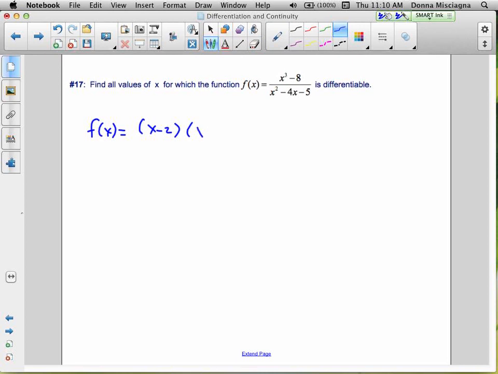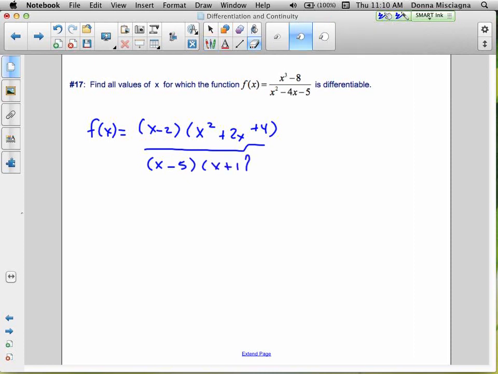And then x squared plus 2x plus 4. All right, so that's what that would factor to in the numerator. And it will not cancel with anything in the denominator, which would be x minus 5 times x plus 1. Right, that's what that is factored. And that thing at the end is not a question mark. That, believe it or not, is a parenthesis.